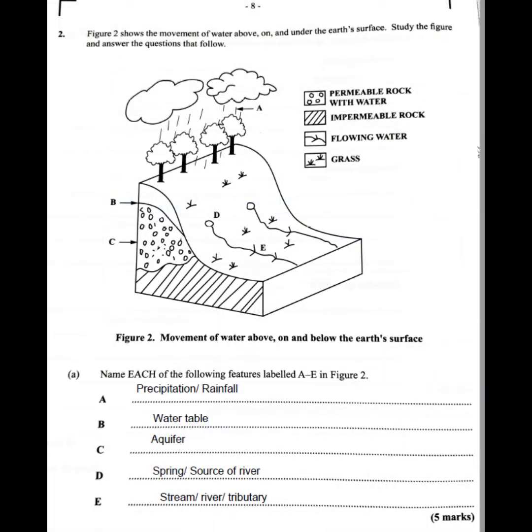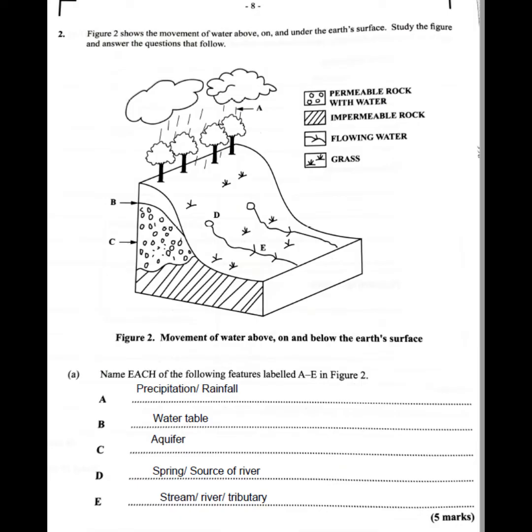Question 2 shows us figure 2, which basically shows us the movement of water above, on, and under the Earth's surface. We are to study the figure and answer the questions that follow. So, the diagram that we're looking at is basically showing us the movement of water above, on, and under the Earth's surface. So, for part A, we are to name each of the following features that are labeled A to E in figure 2.